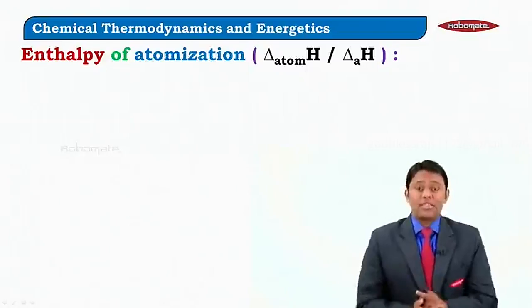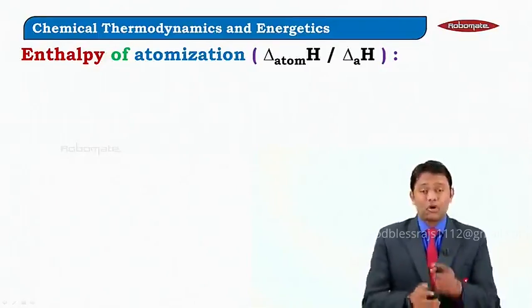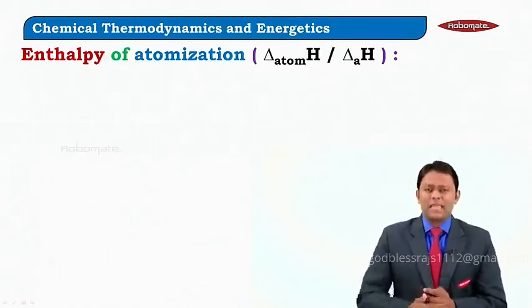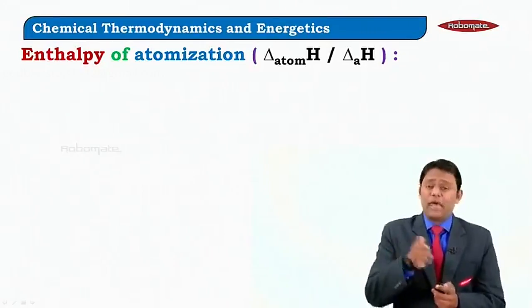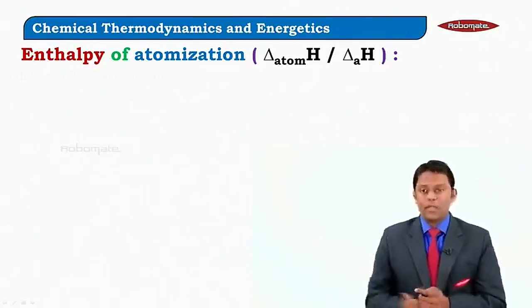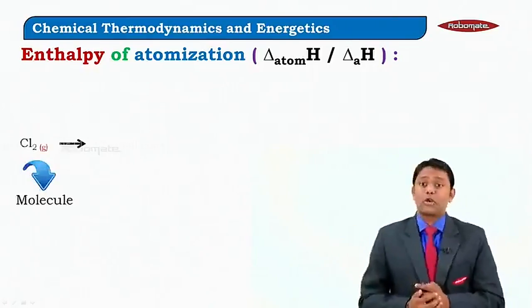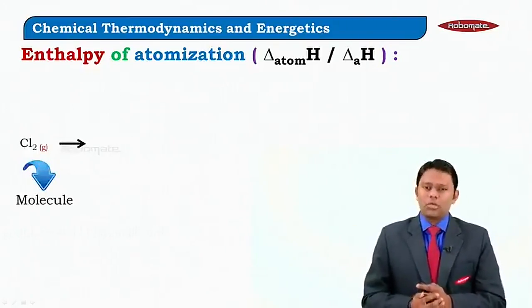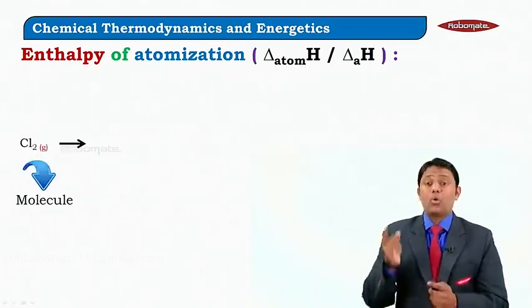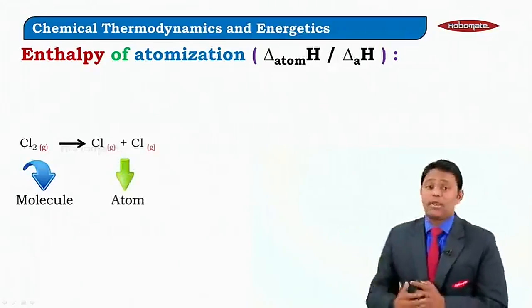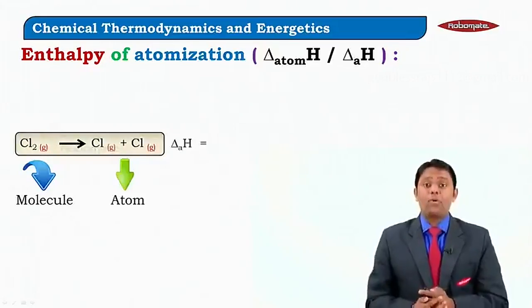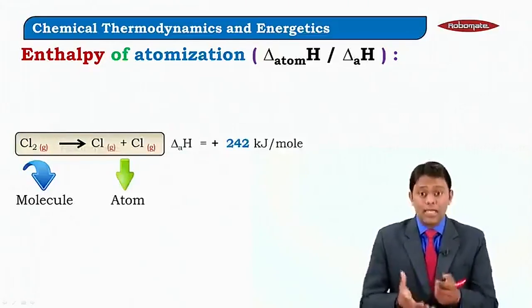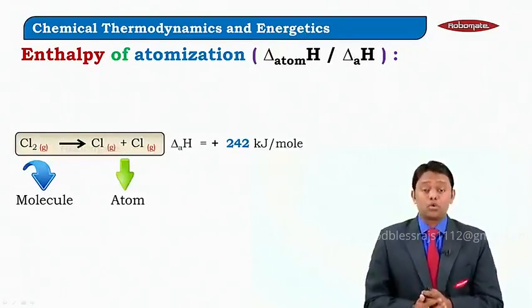Enthalpy of atomization is represented as delta H of atom. In this process, enthalpy of atomization means finally it is getting converted into an atom. So let's take an example of a chlorine molecule. The chlorine molecule will absorb a certain amount of energy, only then it will get converted into atoms. For this reaction, the amount of energy required is approximately 242 kilojoules per mole.